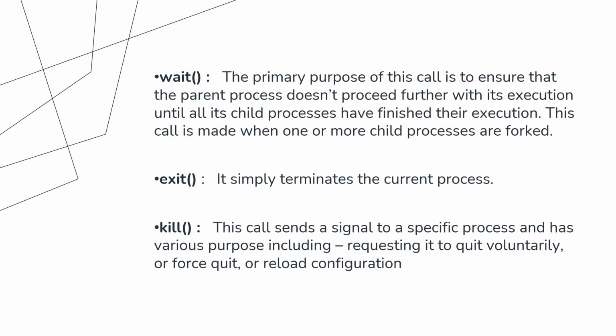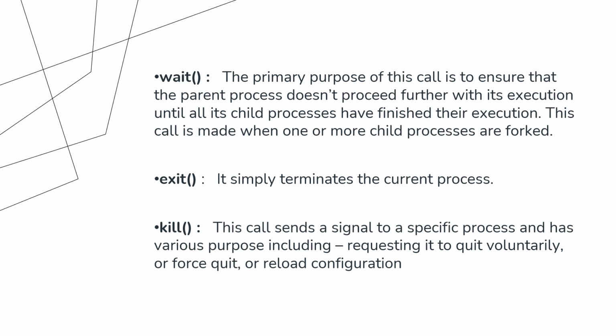Wait system call. The primary purpose of this call is to ensure that the parent process doesn't proceed further with its execution until all its child processes have finished their execution. This call is made when one or more child processes are forked. Exit. This system call simply terminates the current process.